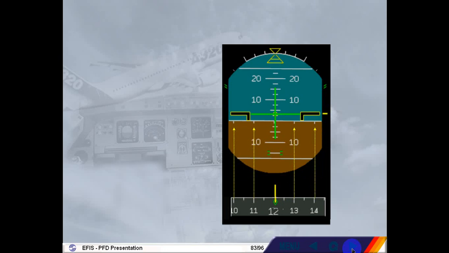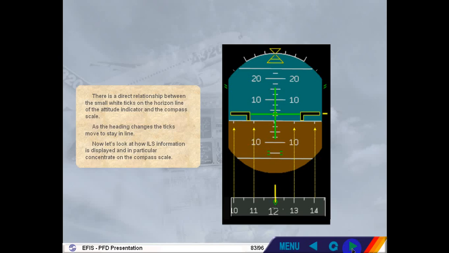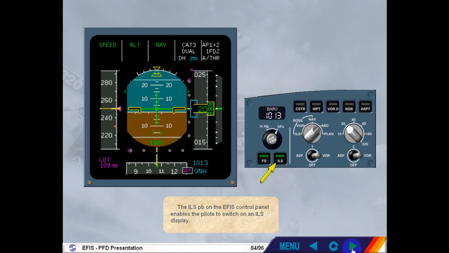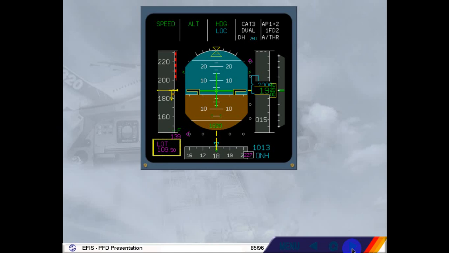Now let's look at how ILS information is displayed and, in particular, concentrate on the compass scale. The ILS push button on the EFIS control panel enables the pilots to switch on an ILS display. On the bottom left corner of the PFD appears ILS identification, ILS frequency, and sometimes distance if the ILS has a DME. ILS deviation information is displayed in the form of localizer and glide slope deviation scales.